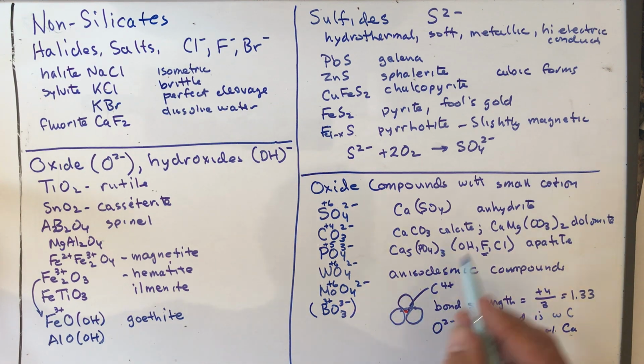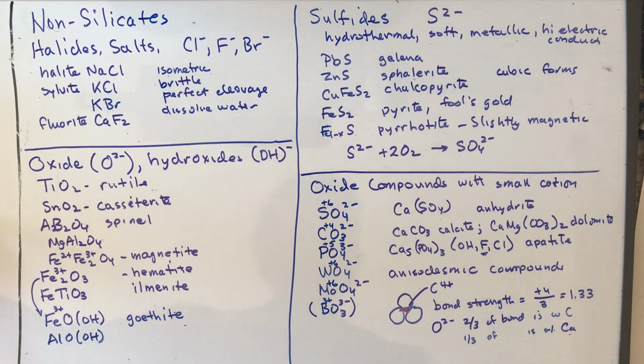So we write those groups as a CO3 group because it sticks together. And these form these anisodesmic compounds. The group itself acts as a giant anion, and it's stable together. Okay? Thanks.